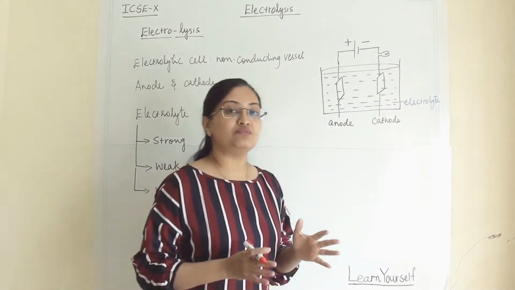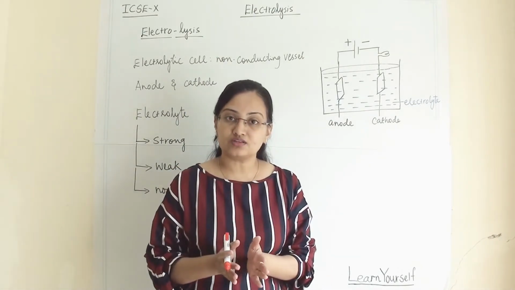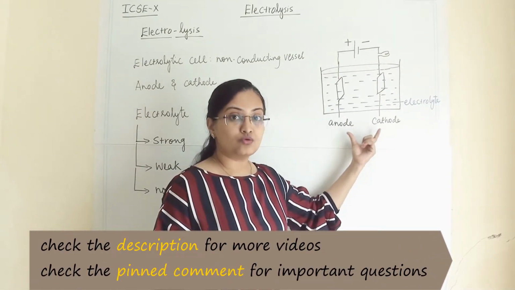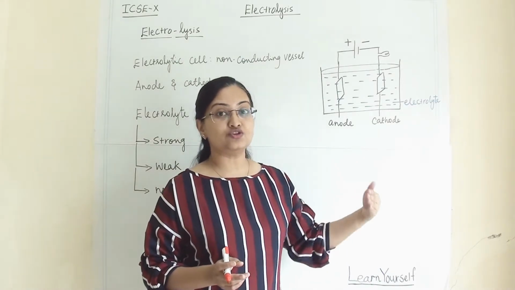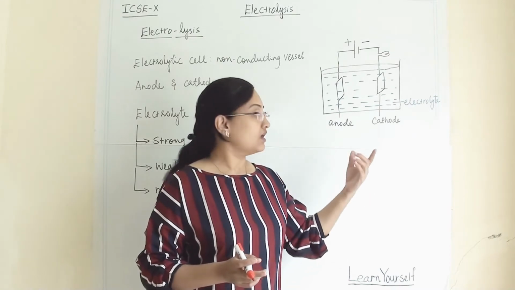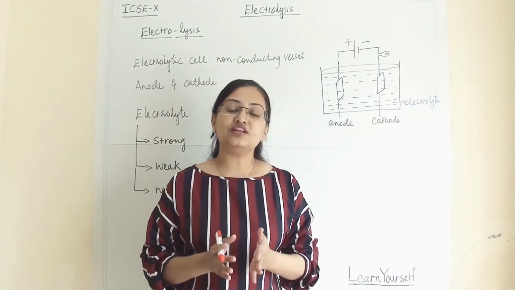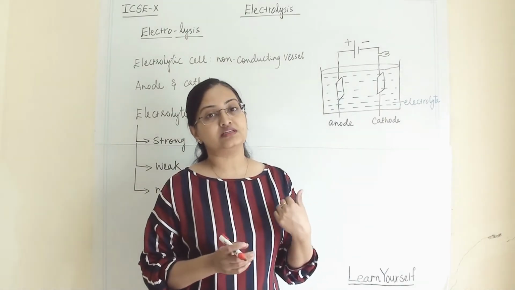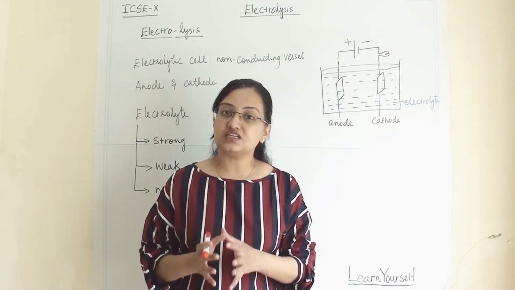In this chapter we are going to study various types of electrolytes, the importance of electrolytes, then what is anode, what is cathode, what types of electrodes we can use and when and how we can use them, different types of electrolytic cell, and what conditions and rules we have to follow when we are following this electrolysis process. This chapter is very easy.